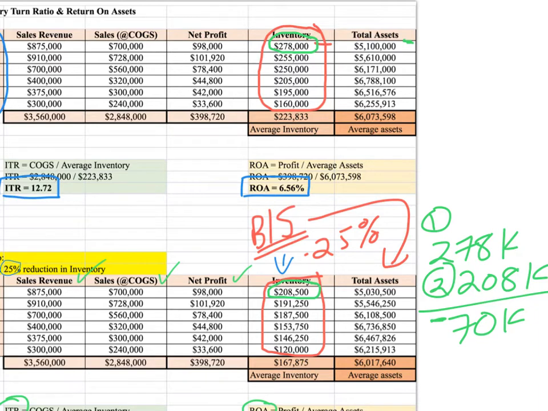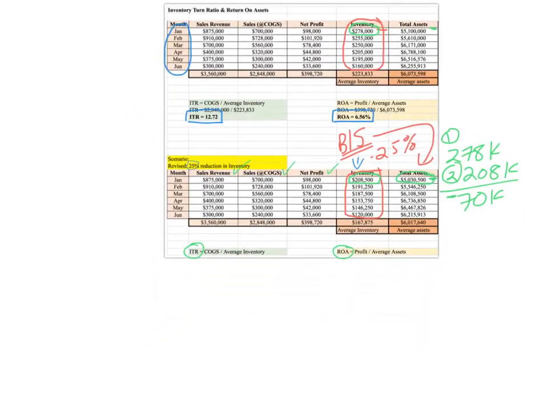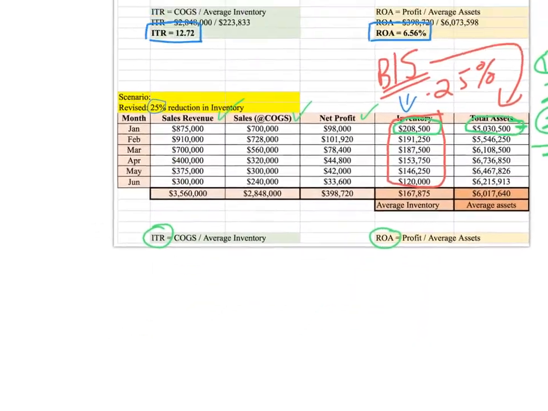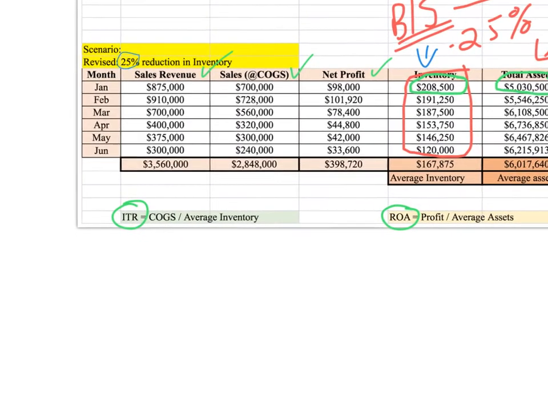It moves from 5.1 million down to 5,030,000. So we've had some positive impact in taking down our inventory. That's a good thing if you can maintain sales, because you don't have to have as much product in inventory. But with that comes the coincidental reduction in total assets, which makes a little bit of a difference on our ratio. So let's recalculate our new ratios.